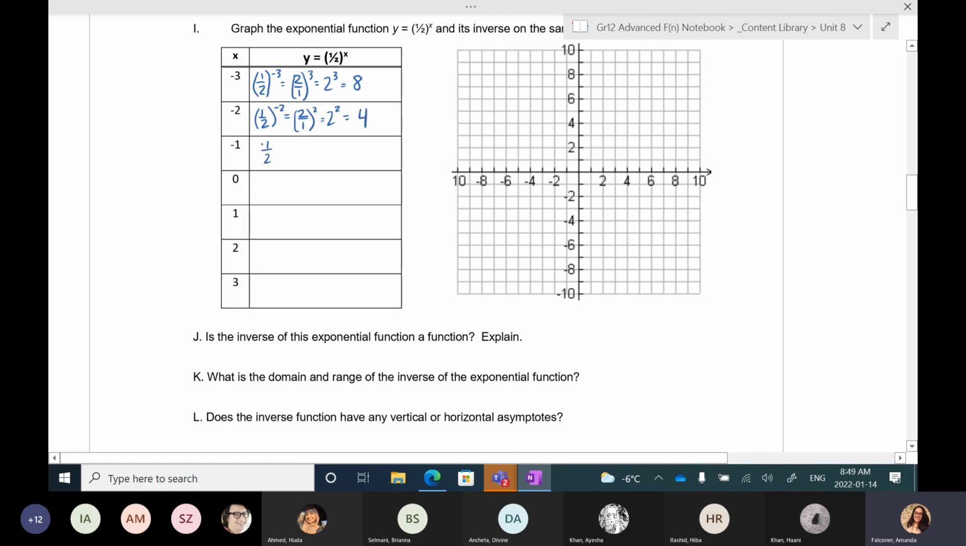Okay, so this is 1/2 to the -1. So that's just 2 to the 1, or 2. 1/2 to the 0 is 1. Anything to the power of 0 is 1. And I'm going to write these ones as decimals, so we're going to be graphing them.